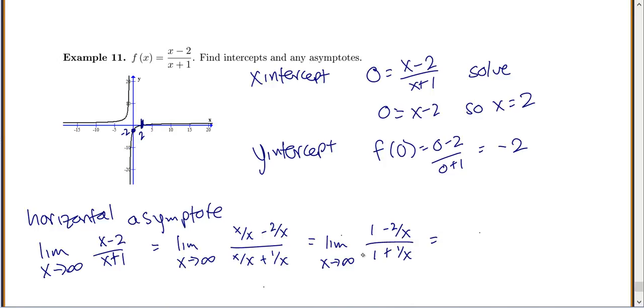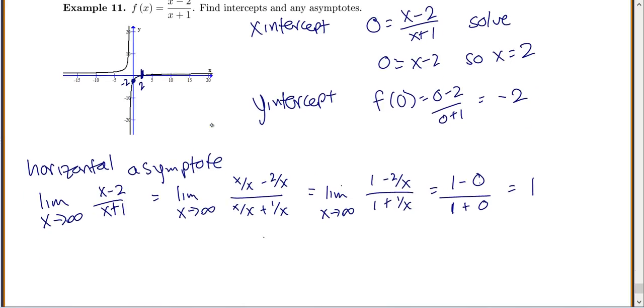Now if you try to plug infinity, you'd have 1 minus 2 over infinity, so you have 2 divided by really, really big numbers, and anything divided by really, really big numbers just gives you 0. And then we have a 1, and 1 divided by really, really big numbers gives you 0. So 1. So we actually do have a horizontal asymptote. As x goes towards positive infinity, we get closer and closer to 1. Pretty cool, right?